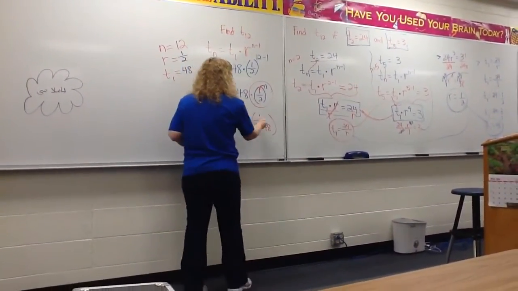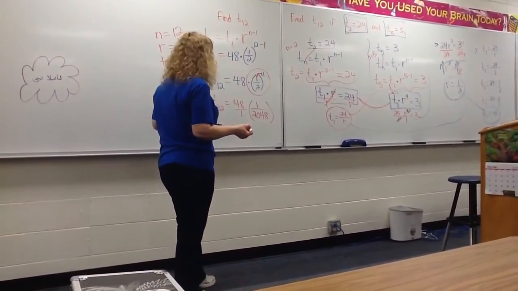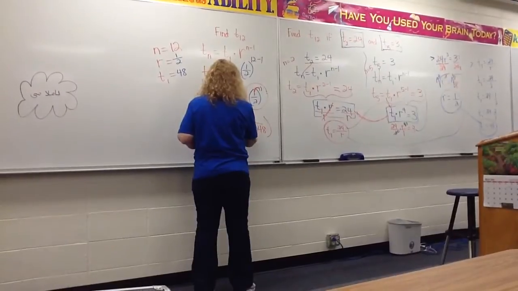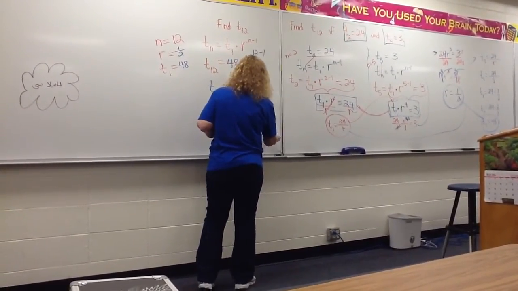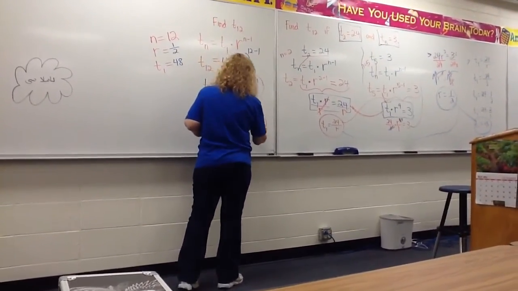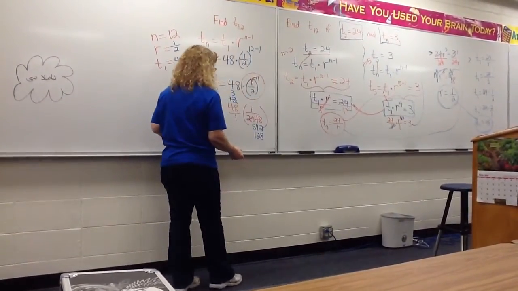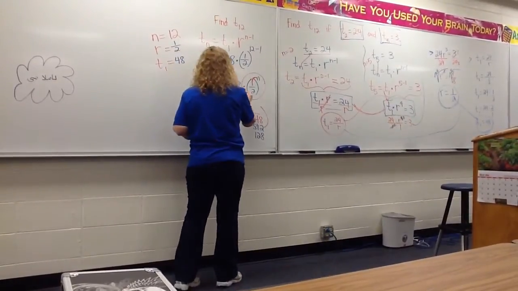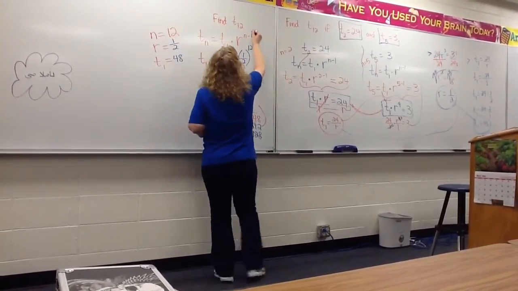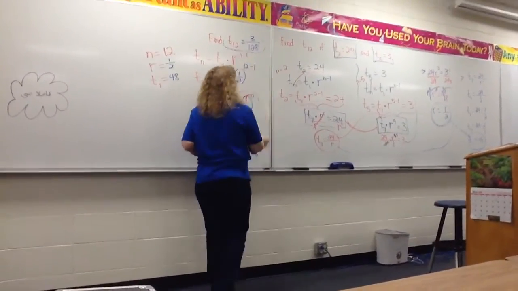So all you have to do then is multiply. You probably could reduce that at least by 4. 4 goes in here 12 times. 4 goes in here 512 over 4, that's 128. It looks like I can keep going. By 4 again. Goes in there once. So it's 3 over 128. So 3 over 128 is the 12th term.